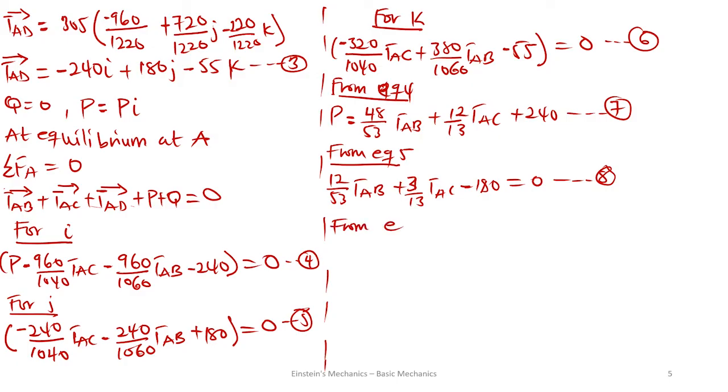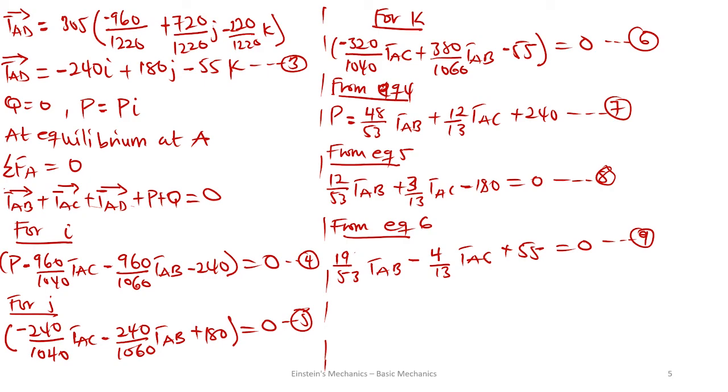From equation 6, the K part, you can multiply through by a negative to take care of that, or you can also leave it that way. So that is going to be 19 on 53 TAB and negative 4 on 13 TAC, and we are going to get positive 55, because the negative will affect this, equal to 0. Equation 9.